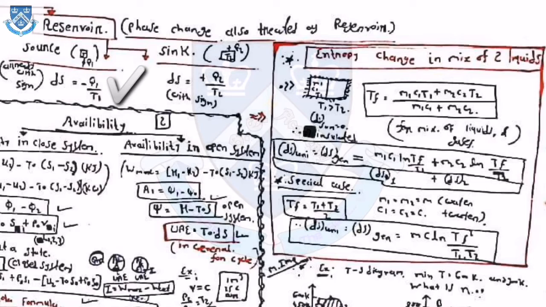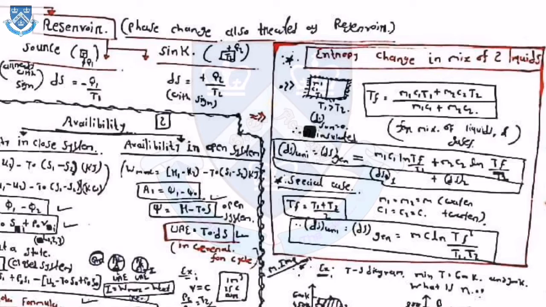For the source, ds is equal to minus q by t, and for the sink, ds is equal to plus q by t. Here the minus and plus signs indicate that minus is the negative sign for heat supplied and positive is for heat rejected. In the example you need not worry about the sign convention and can directly put in those equations. After that, here is one entropy concept.